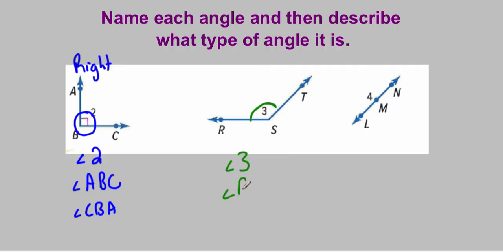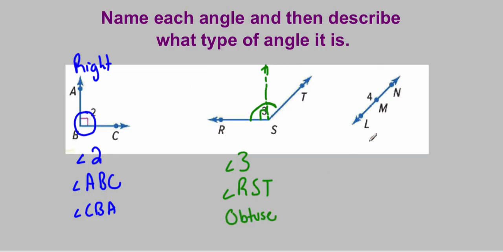Think of it as drawing a line. You're giving it directions on how to draw. Go from R to S to T. Then let's tell what kind of angle it is. It's a big, wide open angle. Basically think of right here would be your 90 degrees. It's past 90 degrees. It's wider open. So we would call this an obtuse angle.